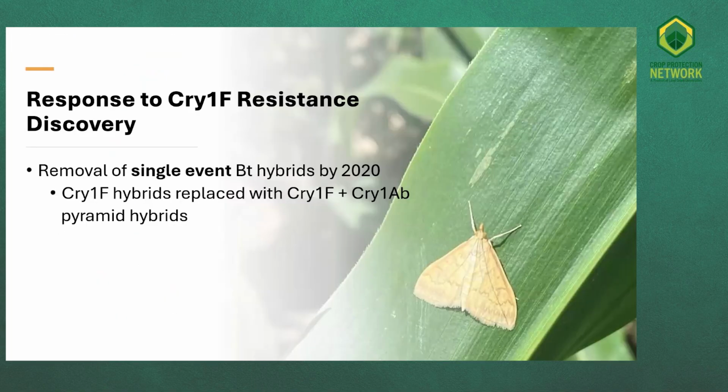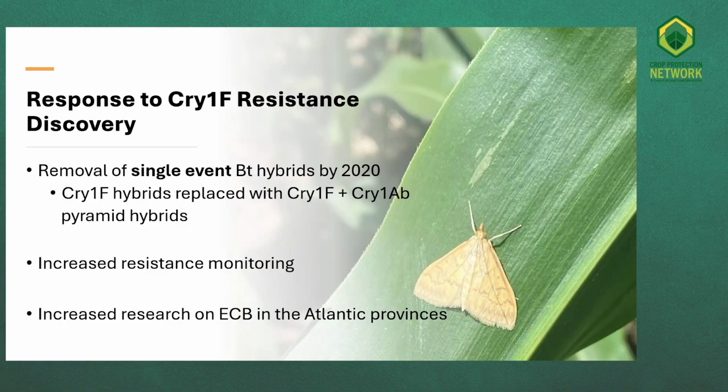What the response was to this discovery was that, first of all, we learned that there were still a lot of single toxin BT hybrids being planted in that region, meaning Cry1F only in this case. So those hybrids were removed from the market and they were replaced with a pyramid of Cry1F and Cry1AB hybrids for the most part. We increased our resistance monitoring across Canada because of this outcome, and we're trying to figure out a lot more about the corn borer populations in the Atlantic provinces to determine what else is different about them and why this happened.